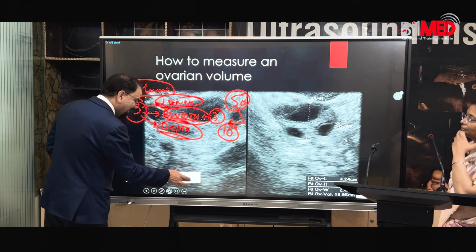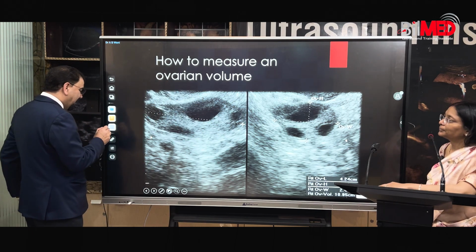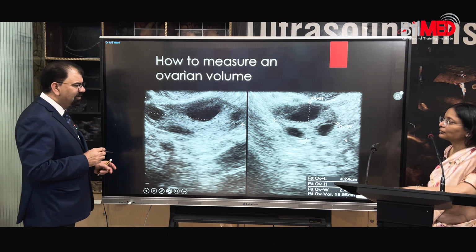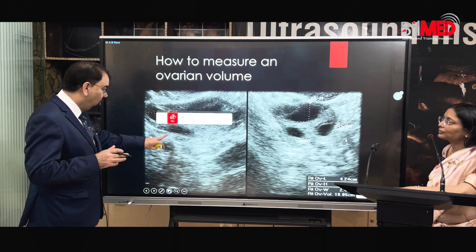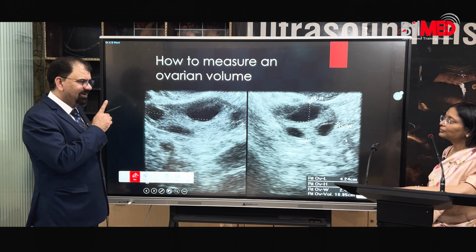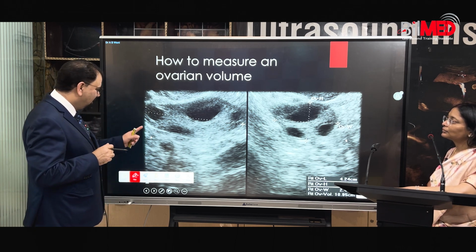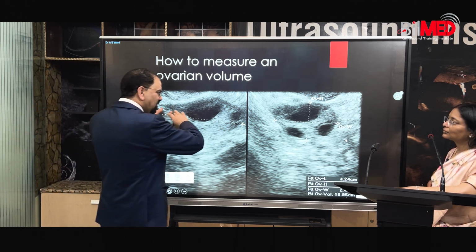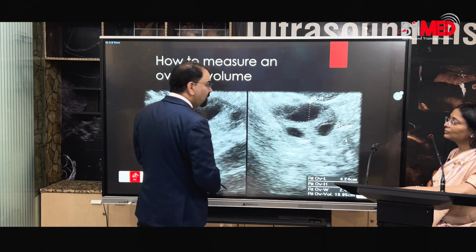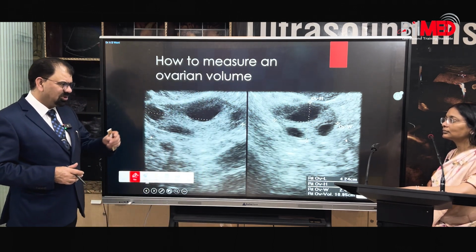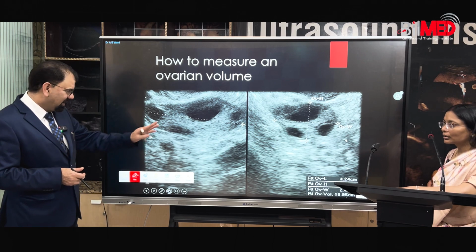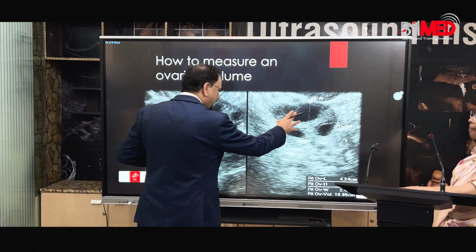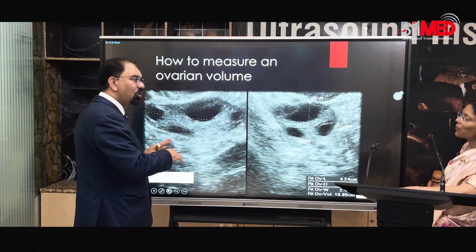Longitudinal only, right? I can take the length in longitudinal only. I am stressing on "only." Now, in your machine, there is a dual mode. Dual mode is not to save paper, but to keep your ovary over here, one and a second one, pictures of the same ovary.